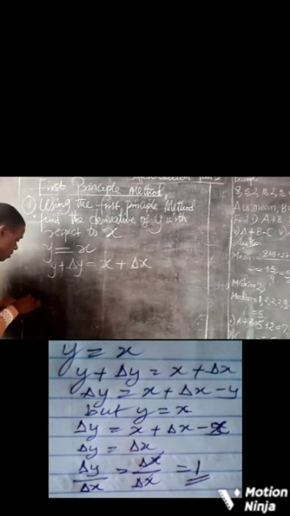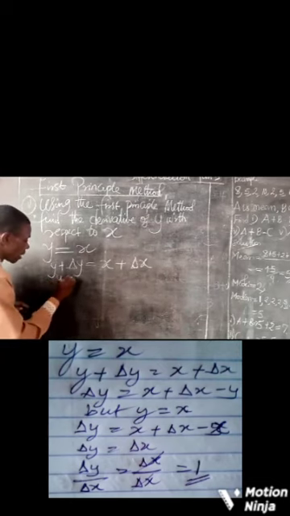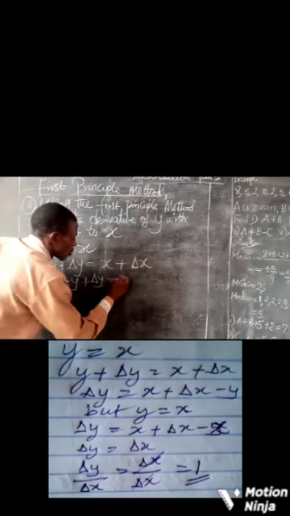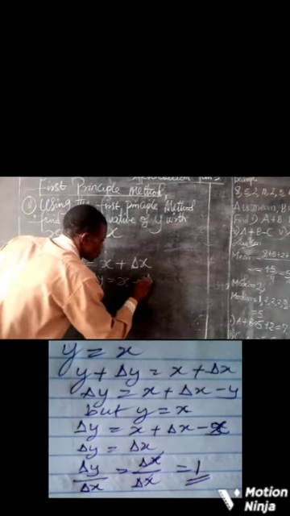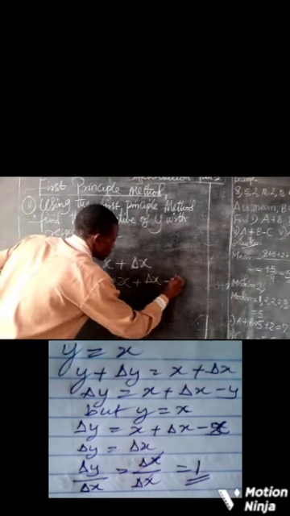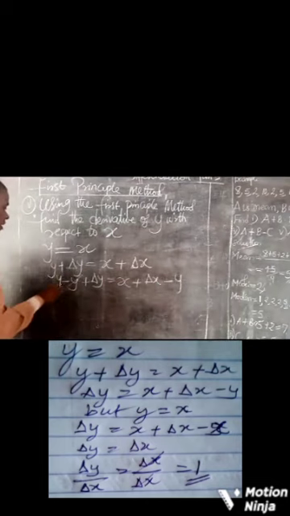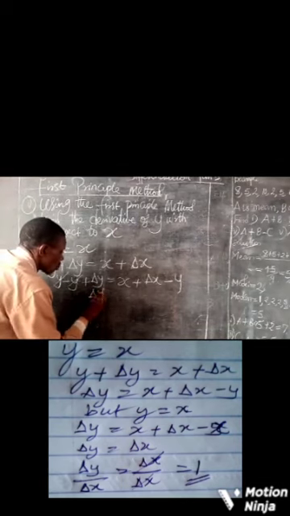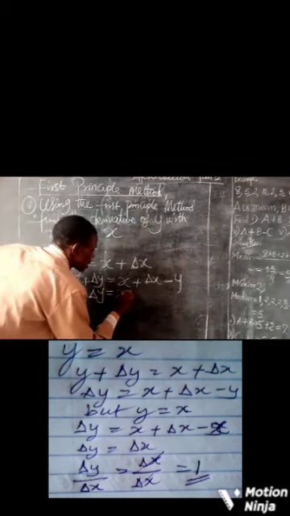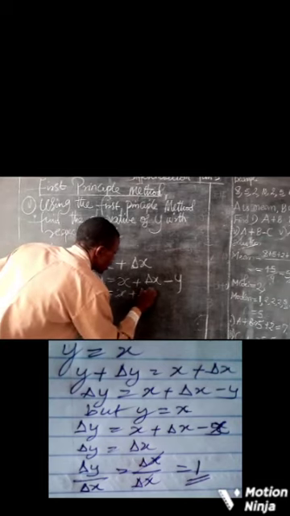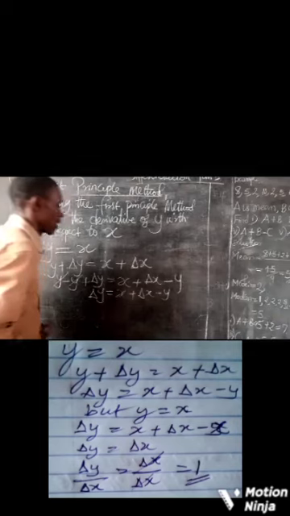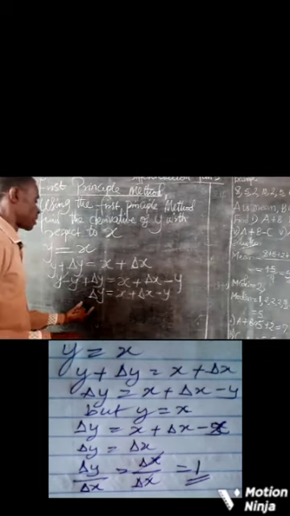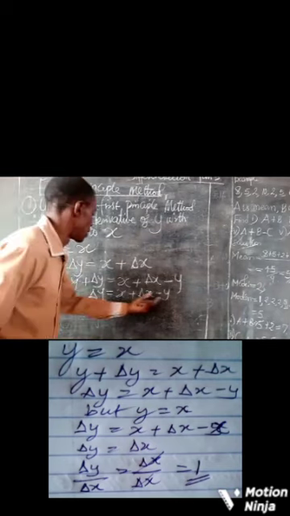So we have y minus y plus change in y is equal to x plus change in x minus y. So this and this will go. We now have change in y is equal to x plus change in x minus y. What do we do next? You can see we have this already and we'll have this already.